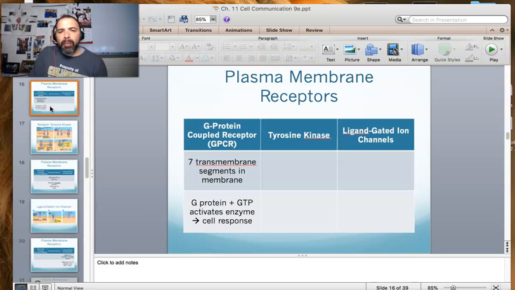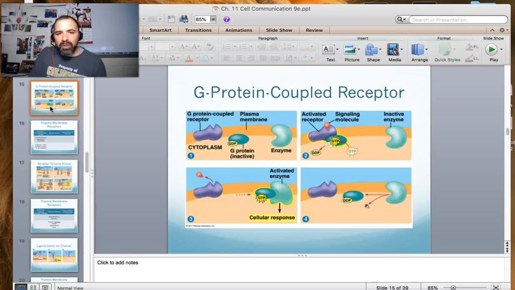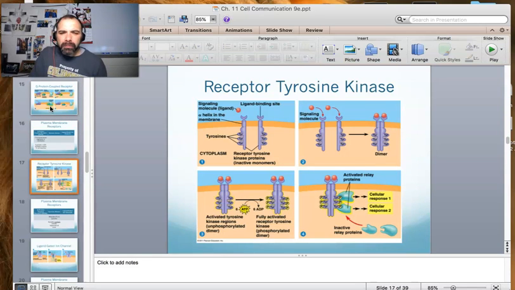The G protein coupled receptor, the GPCR, has basically 7 transmembrane segments in a membrane. The G protein plus the GTP, remember ATP, well, GTP, activate an enzyme that leads to a cell response. So the G protein coupled receptor has a special G protein, you can see that in purple. The signaling molecule attaches, and GDP or GTP phosphorylates and provides the energy for that G protein to become active, and it moves across. We'll spend more time on that.